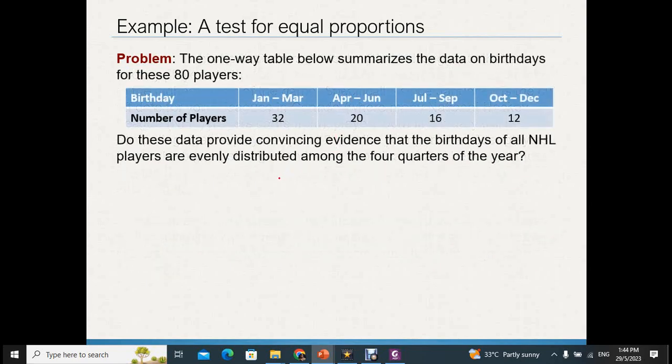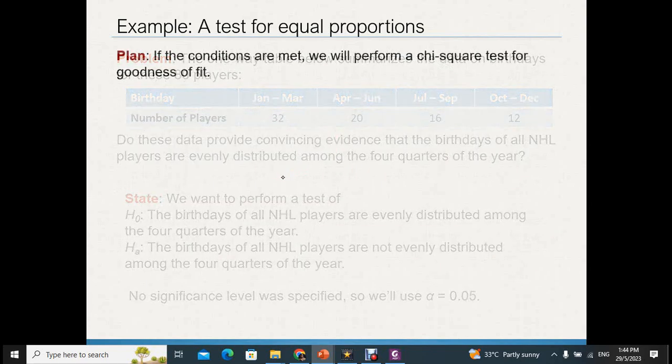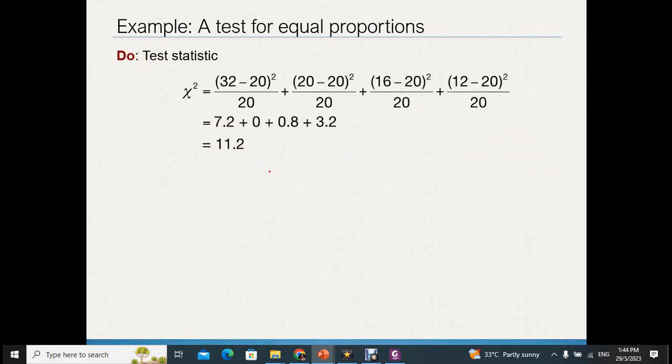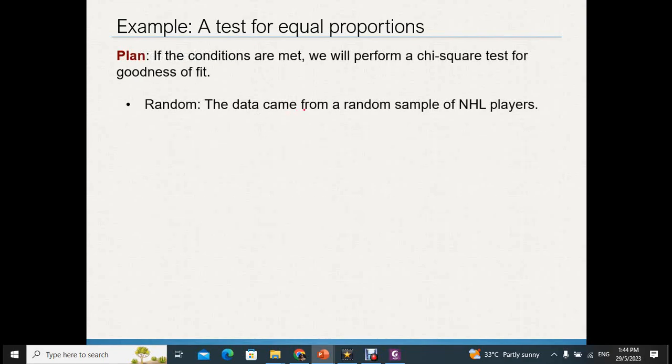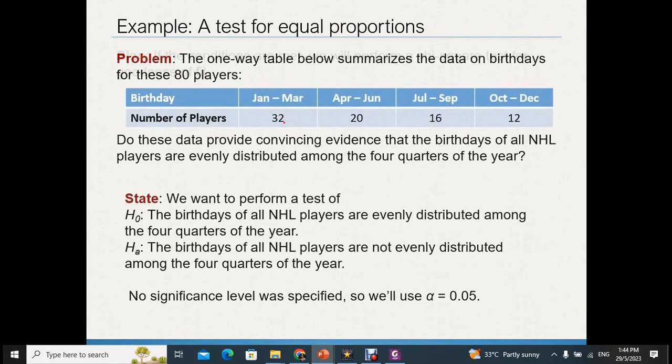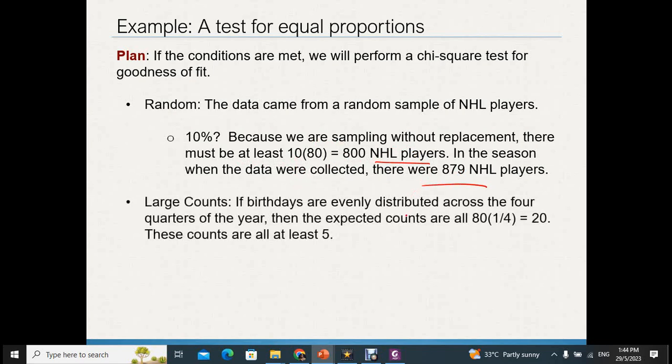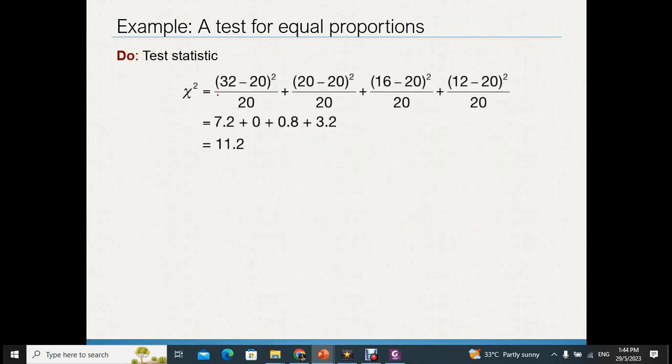Okay, this is another example. First, you need to find the X square test. Because of sampling without replacement, n times p is about 800 initial players. In the season when the data were collected, there were 879. So the expected count is 20, at least 5. So you calculate.